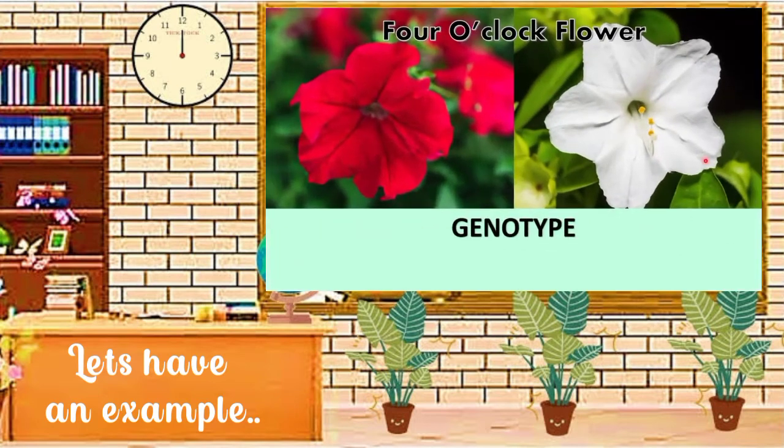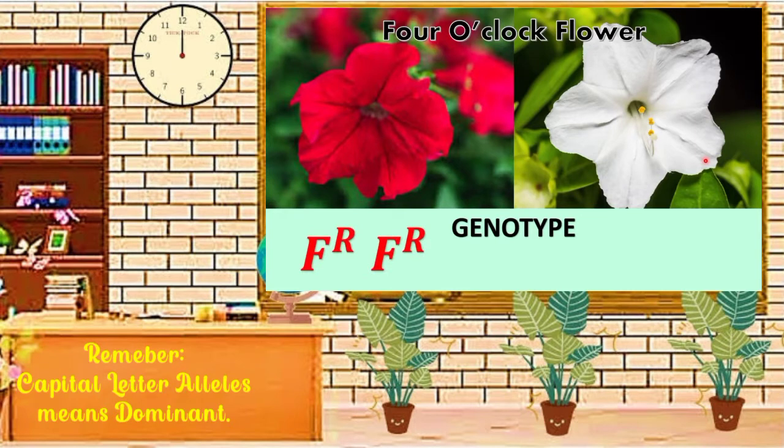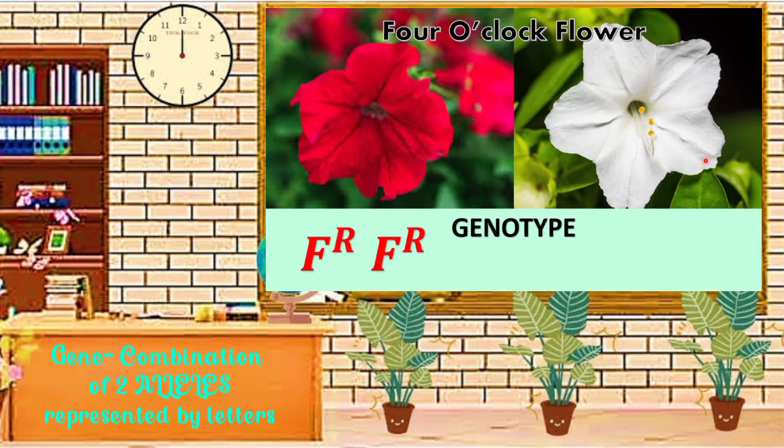Let's have more examples of this genotype and phenotype. Genotype, for example, I have two flowers here. 4 o'clock flower, the first flower, what is the genotype? Alright, very good. FR and FR. How about the other one? What is the genotype of our next flower? It's FW and FW. Very good. The genetic makeup of an organism.